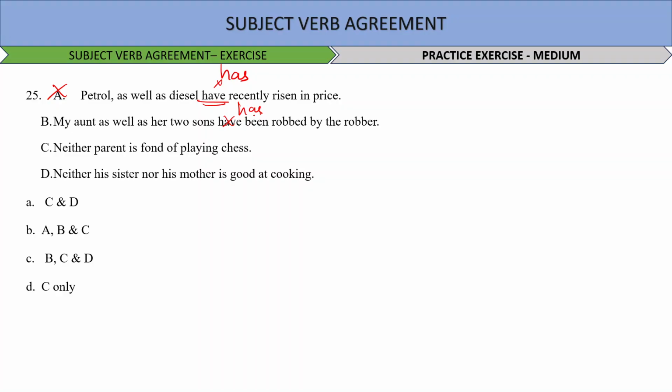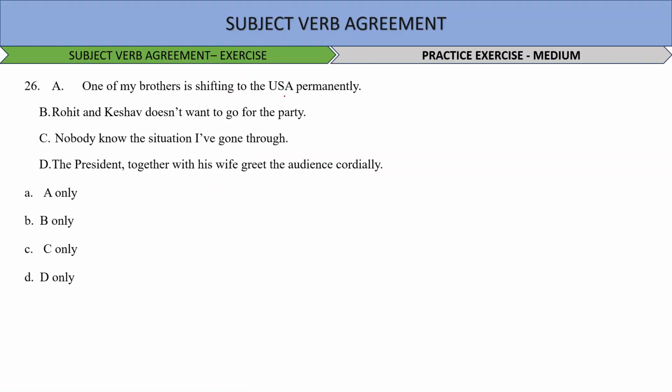Next question. One of my brothers is shifting to the USA permanently. Okay, correct. Rohit and Keshav don't want to go for the party. Nobody knows the situation I have gone through. Nobody knows the situation because nobody represents a singular person and hence will be followed by a singular verb. So this one is incorrect.